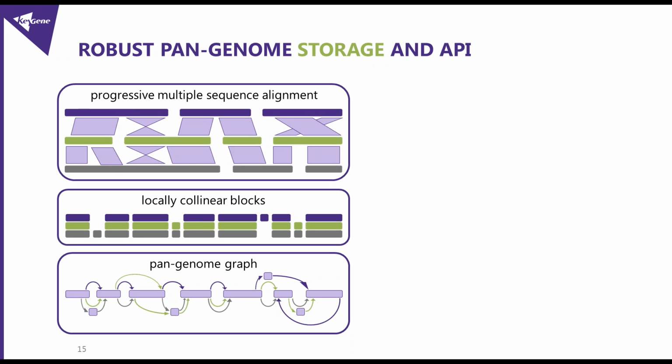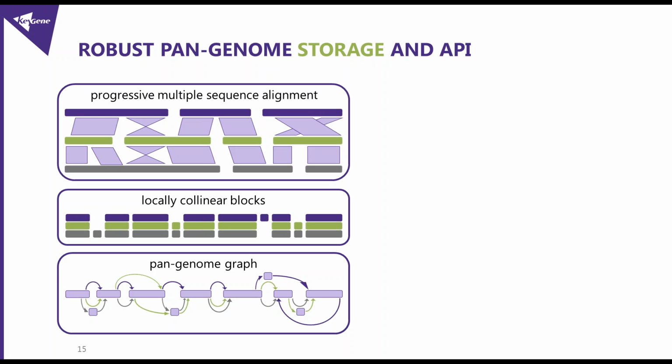So what we also need is, of course, a way to interrogate these data. And as you know, in the linear genome world, we're used to working with FASTA files. And we can run BLAST against a FASTA file or GeneFinder against a FASTA file. But now in a pan-genome world, we need to think about this differently. So starting from the progressive multiple sequence alignment, we now extract the locally collinear blocks. So these are the parts of the genomes that are similar between them. And we build this pan-genome graph, as I've shown before.